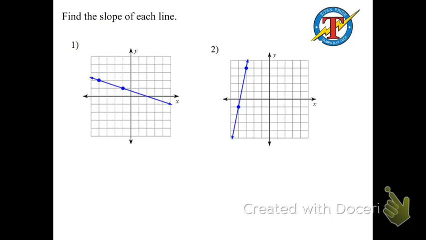So if you start on the left side of the graph and it goes downhill, then that's a negative slope. If you start on the left side and it goes uphill, that's a positive slope. Always figure that out first.